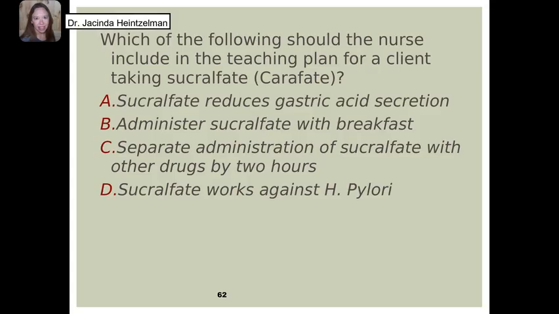We didn't mention this when we talked about Carafate, but let's see if you know the answer. Which of the following should the nurse include in the teaching plan for a client taking Carafate? Now remember, this is the medication that they're going to drink. It's in liquid form, and it's going to form that protective barrier in the stomach and protect those ulcers. So what do you think? What's the correct answer?